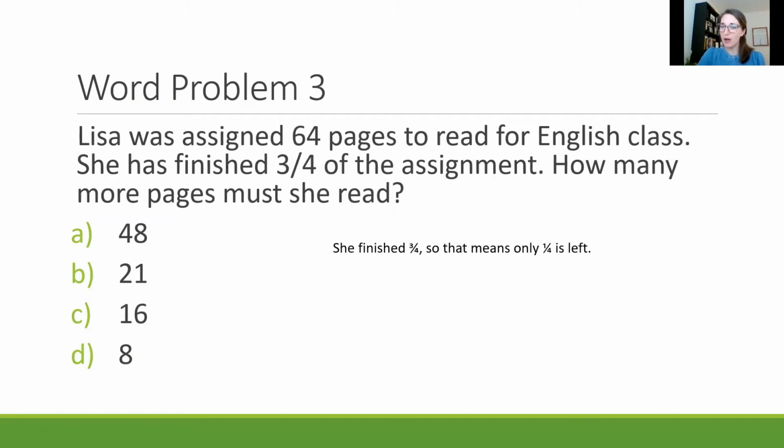Now, how would I find out how much that is? Well, I'm going to translate that 1/4 into the decimal form so it's easier to multiply. And the decimal is 0.25. So if I multiply 64 by 0.25, that should tell me what 1/4 of that amount is, which is 16. So our final answer is 16 pages.